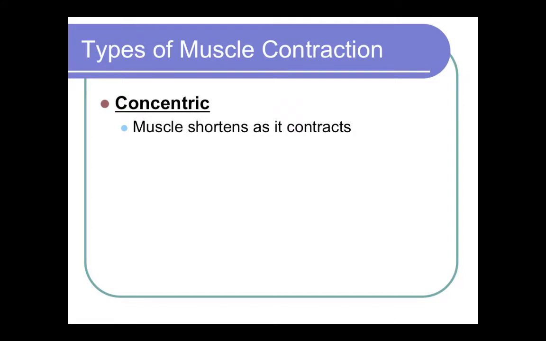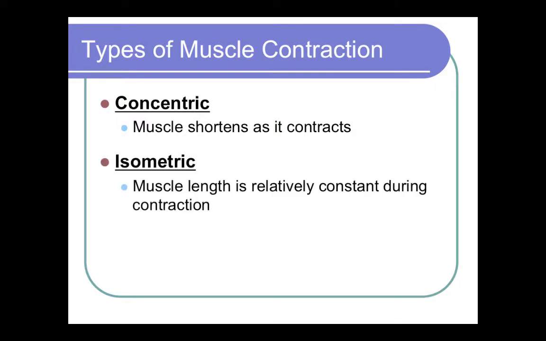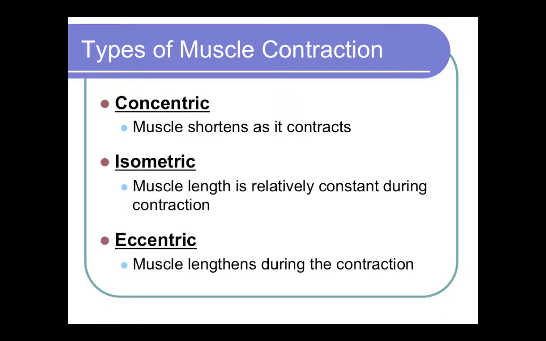I also want you to know the different types of muscle contractions. A concentric contraction is one in which the muscle shortens. An isometric is when the muscle length is relatively constant, so there's generally no movement, but there is resistance. An eccentric is when the muscle lengthens during the contraction.